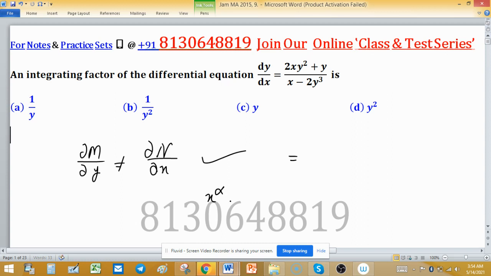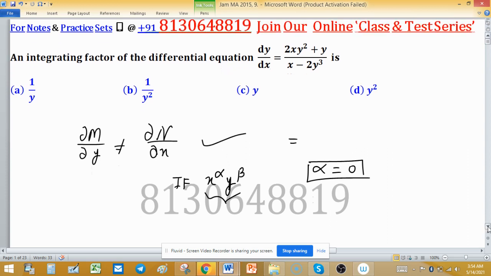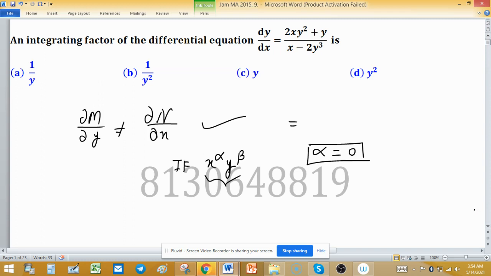Suppose x raised to the power alpha and y raised to the power beta is the integrating factor for this differential equation. But as you can see in options A, B, C and D, x is not involved here. It means you can directly say that the value of alpha is 0, but we have to find the value of beta. So consider this one, and this integrating factor makes the differential equation exact. So now we have to find the new M and N.